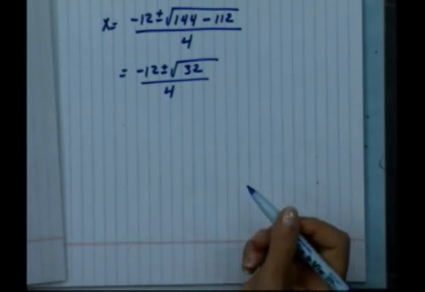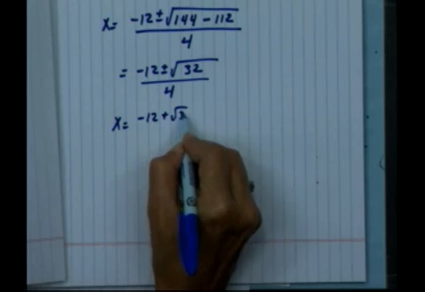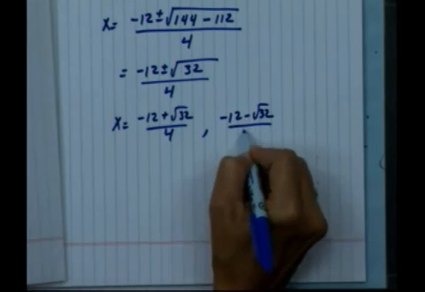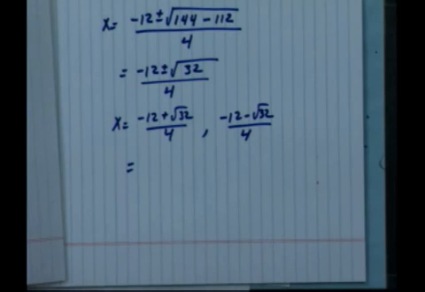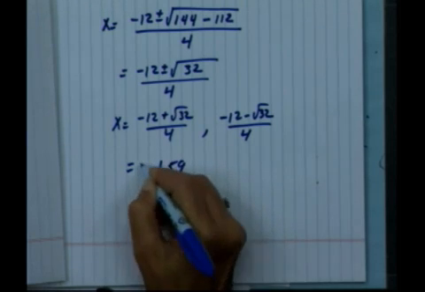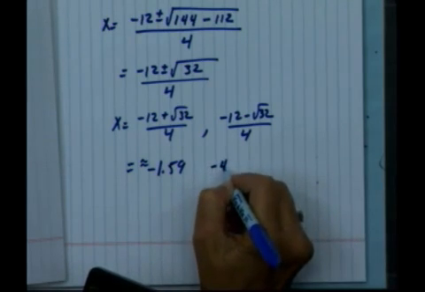All right, so x then is negative 12 plus the square root of 32 over 4, and negative 12 minus the square root of 32 over 4. Let's put that in the calculator. Square root of 32 minus 12, all divided by 4, gives me approximately negative 1.59. And negative 12 minus the square root of 32, all divided by 4, is approximately negative 4.41.